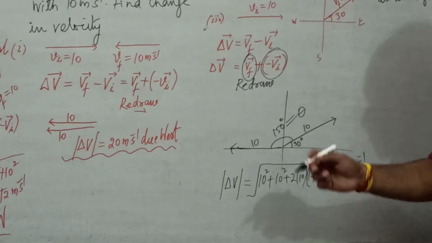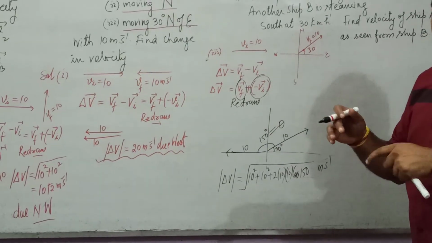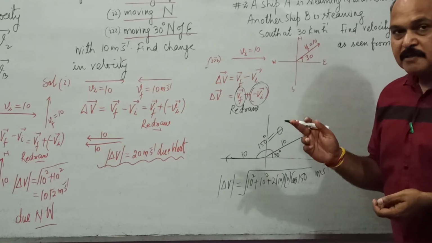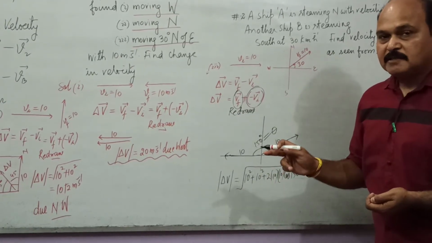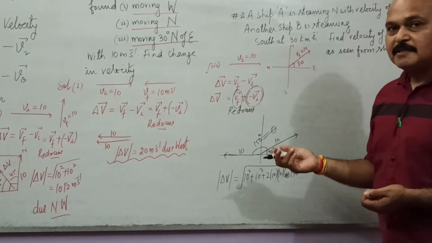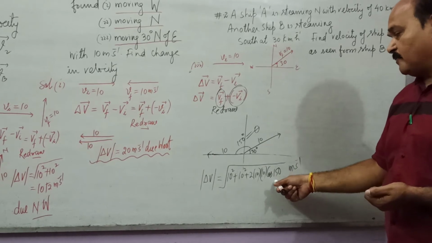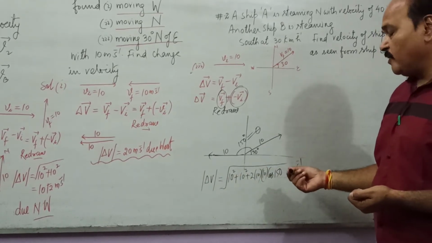Well, cos of 150 is cos of 90 plus 60. Cos of 90 plus 60 is minus sine of 60. Sine of 60 is what? Root 3 by 2. So minus root 3 by 2 is the value of this. Now you can work out the change of velocity.